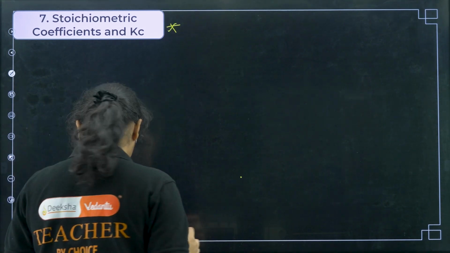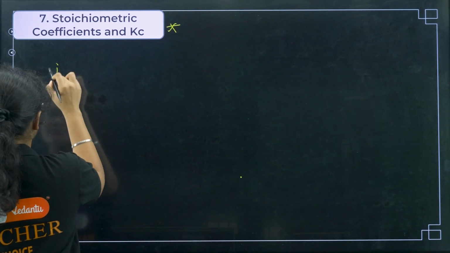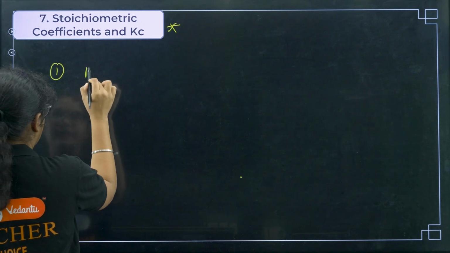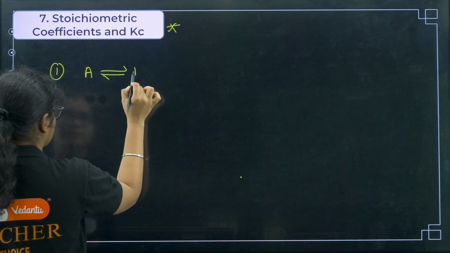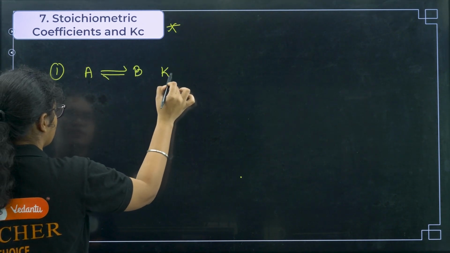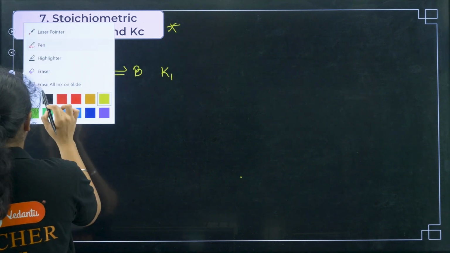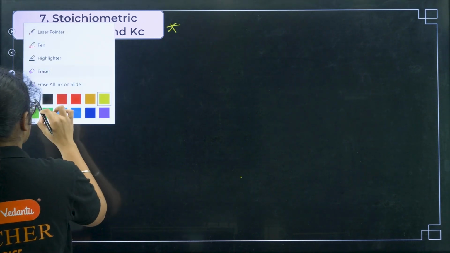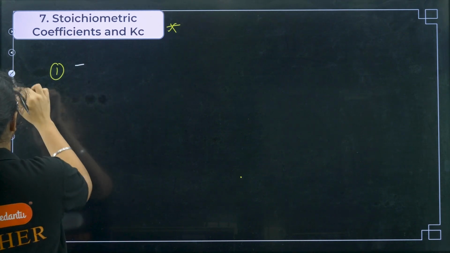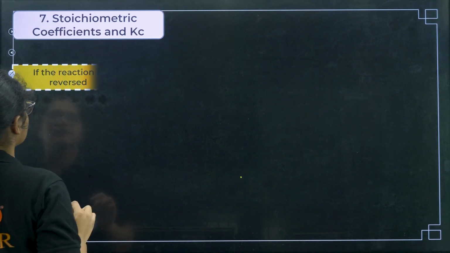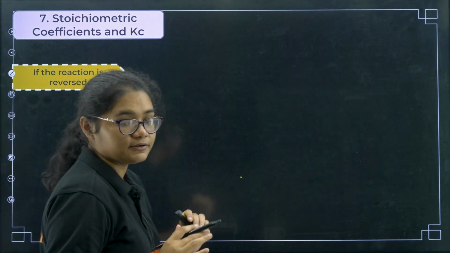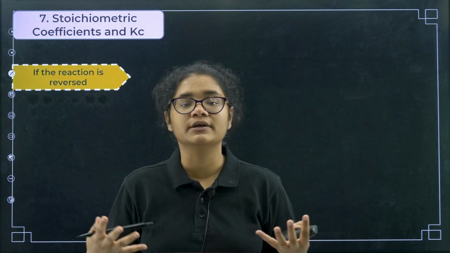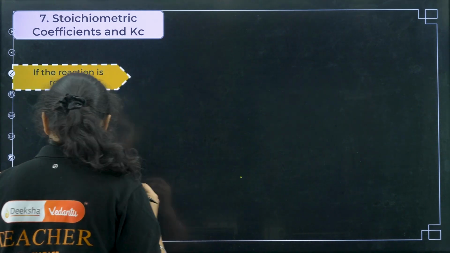So I will be telling you here also three cases. First one, if a reaction is there, A is in equilibrium with B. Let me give the heading and write. The first case is if the reaction is reversed. If a reaction is reversed, how will the K value change? Now let us see an example.